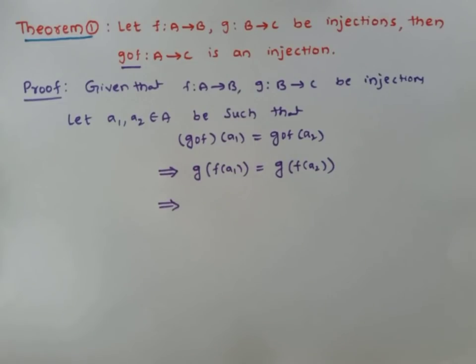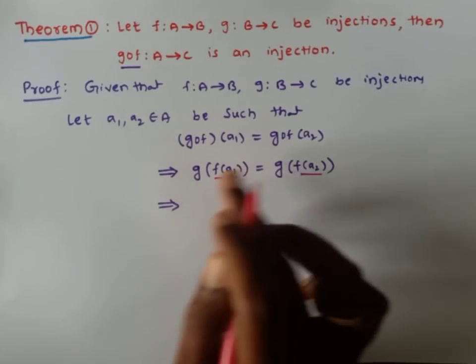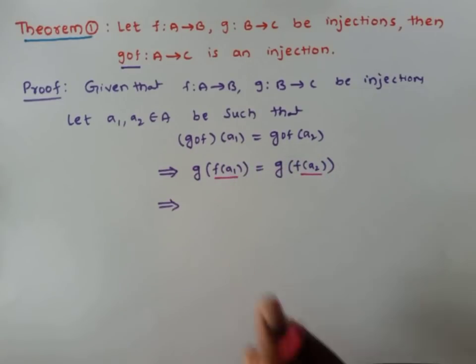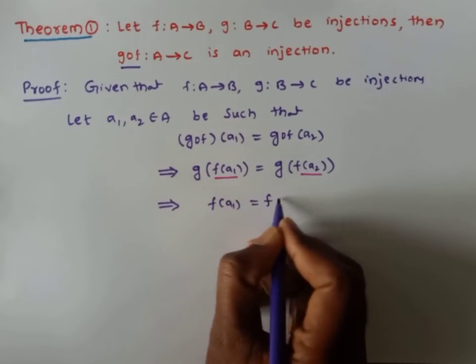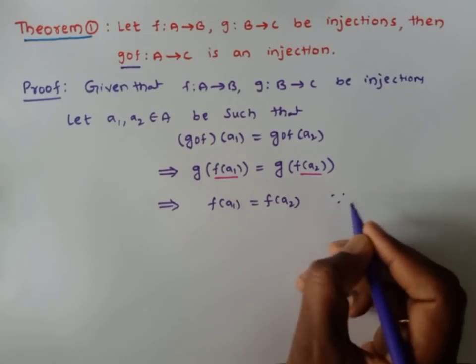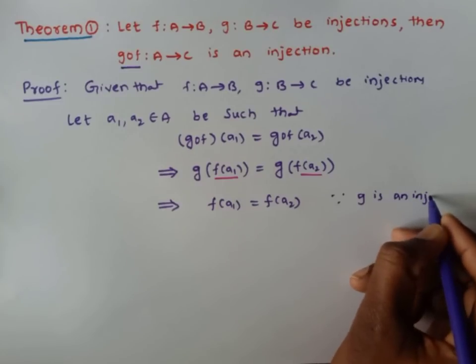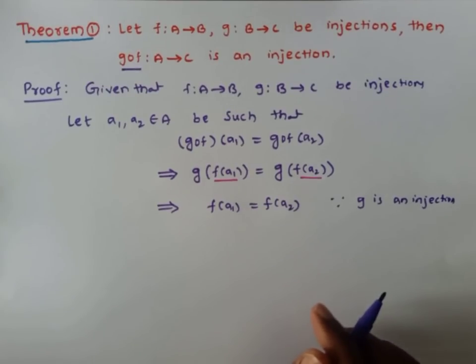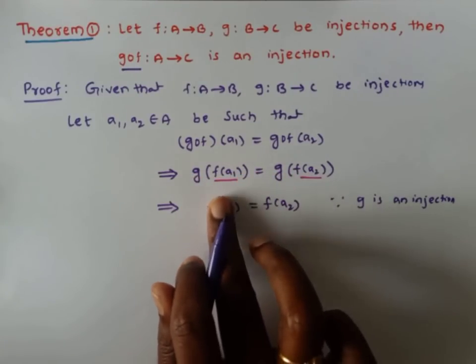See, this is in the form of g of something, meaning the images of these two are the same, therefore the corresponding elements are the same. We can express this as f of a1 is equal to f of a2, since g is an injection. The function g is an injection, so g of a1 equals g of a2 form, or g of x equals g of y. So it is in the form of g of x equals g of y. Since g is already an injection, we compulsorily get x equal to y.